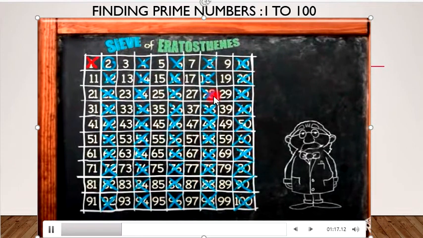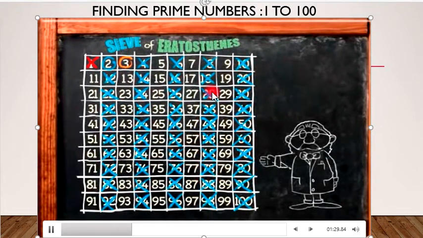Next, let's put a circle around 3. It's a prime number because it is greater than 1 and is only divisible by itself and 1. Next, we'll want to cross out all the multiples of 3. To find the multiples of 3, you can skip count by 3. For example, 3, 6, 9, 12, 15, and so on.